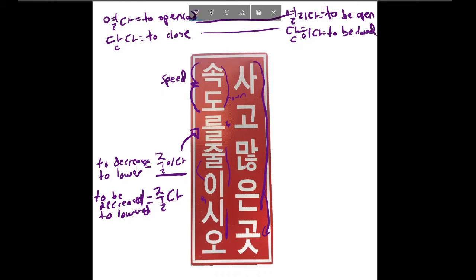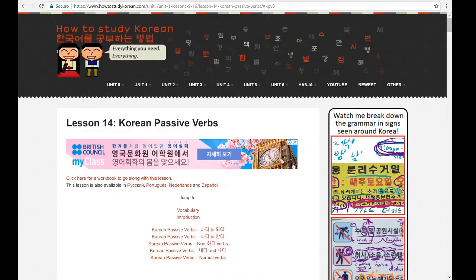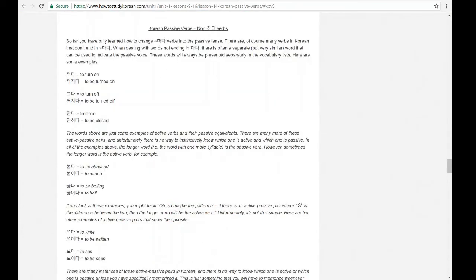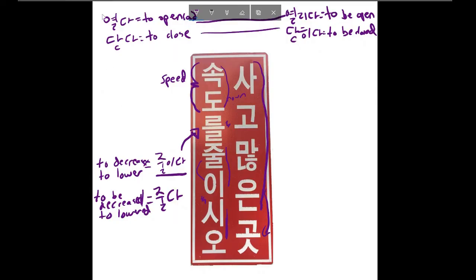I talk about all this in lesson 14, where I talk about passive verbs and how they relate to active verbs. There are different types of passive verbs and active verbs, and I'm more specifically talking about what I call non-하다 ones. Here's another situation where you have 켜다, which is to turn on, and 켜지다, which is to be turned on, and 끄다, which is to turn off, and 꺼지다, which is to be turned off. And this is the example I showed you earlier: 닫다 is to close, and 닫히다 is to be closed. What we see is you have an active form of the verb, and then you have a passive form of the verb.